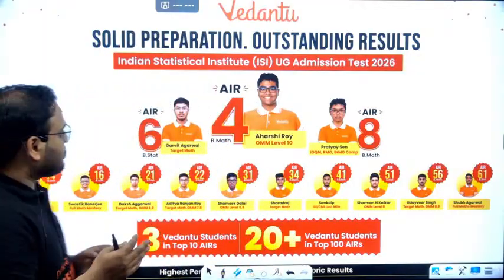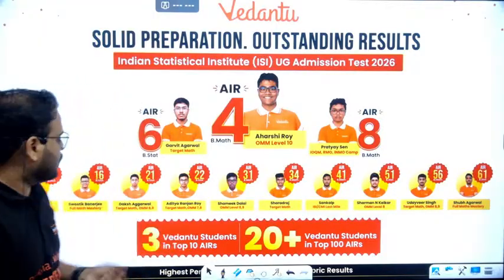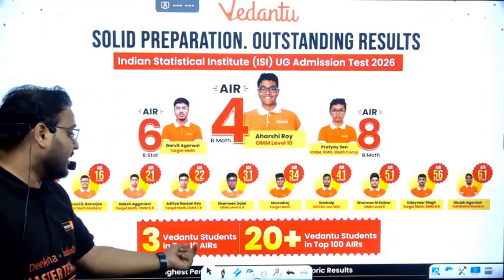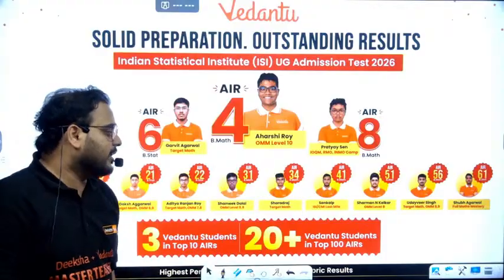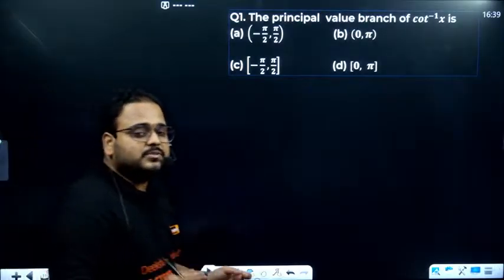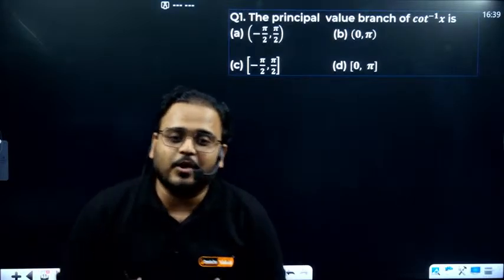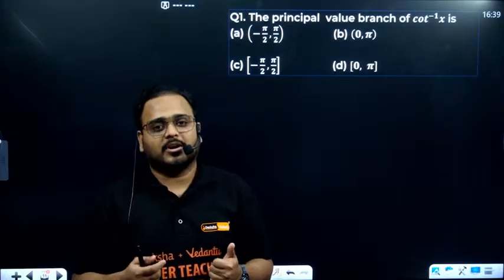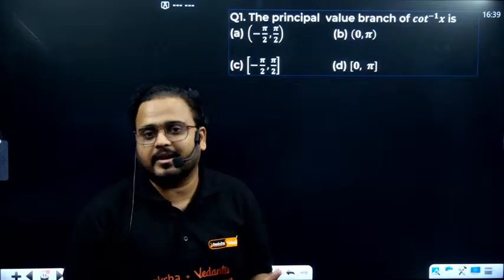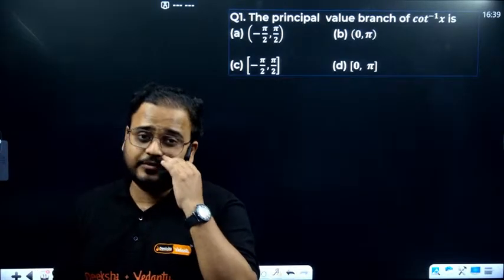Again, this is the result from ISI, Indian Statistical Institute. A total of 3 Vedanta students got in the top 10 AIRs, and 20 plus students got in the top 100 AIRs, all India ranks, right? This is what I wanted to tell you, a story that can inspire you. Who knows, next year we'll be calling out your names. Any story can click, any name can click, and it can inspire us to achieve greatness in our life.